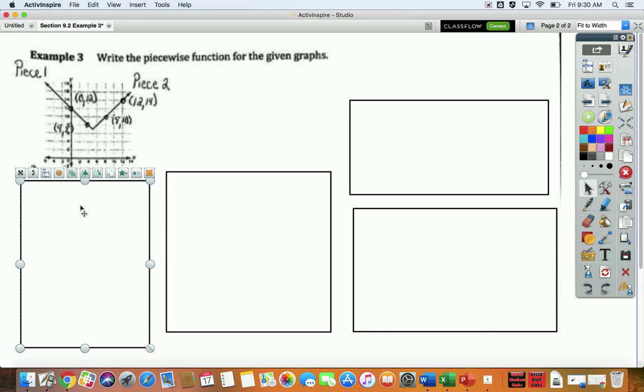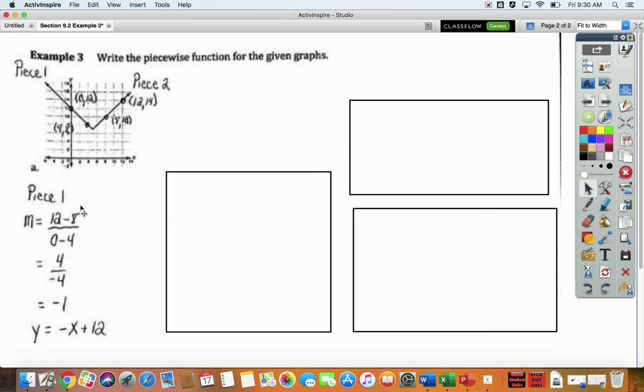If you take a look at piece 1, to write the equation for the line, first thing obviously you have to do is find the slope. And when we calculate the slope using the formula for slope, I got the slope of piece 1 to be -1. What's also nice about piece 1 is the ordered pair (0, 12) is the y-intercept, so we don't have to algebraically find the y-intercept because we see it graphically. So the equation for piece 1 is y = -x + 12.